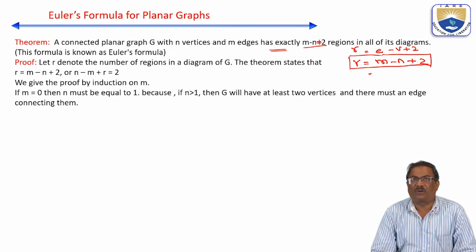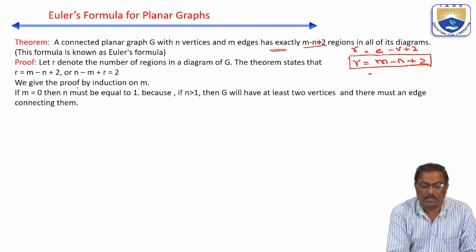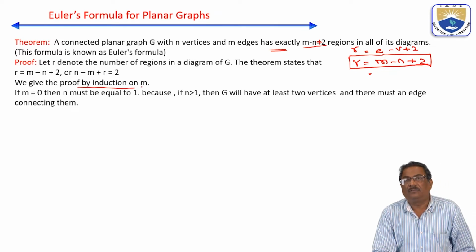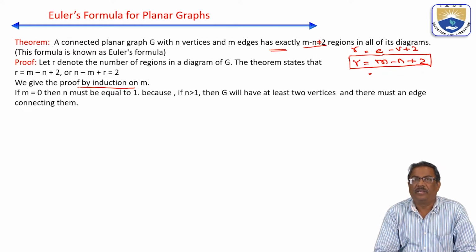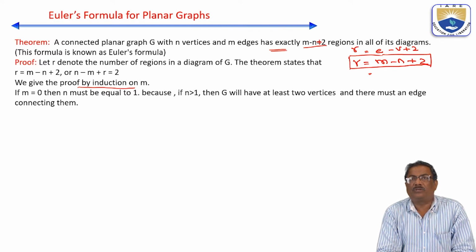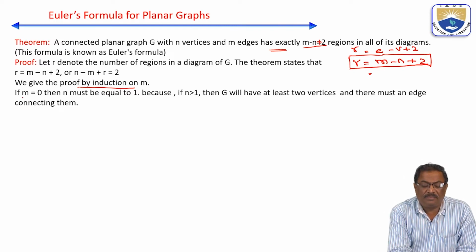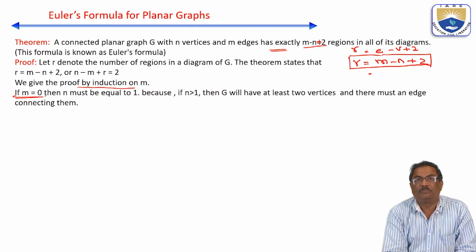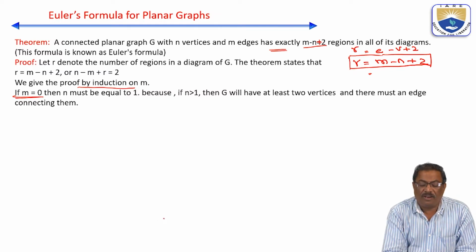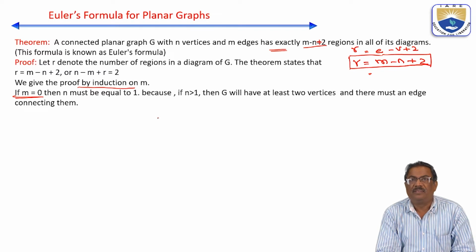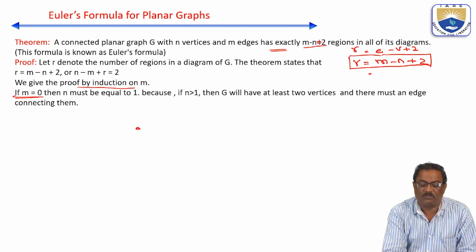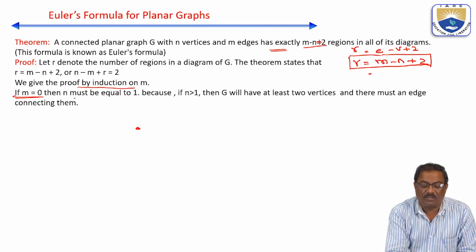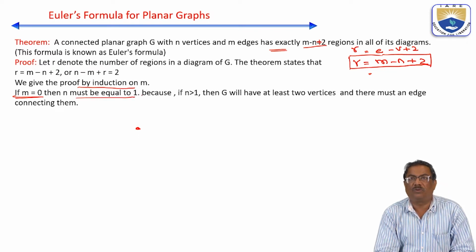To derive this formula, we are going to use mathematical induction on m, where m is the number of edges. Here we take the induction base step, that is, m is equal to 0. Whenever m is equal to 0, the number of edges is zero, so there is no edge. Now the number of vertices must be equal to 1.